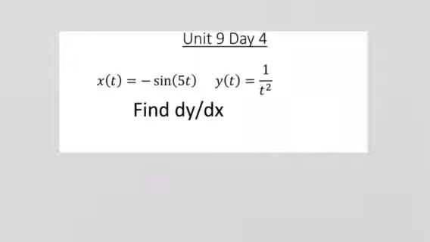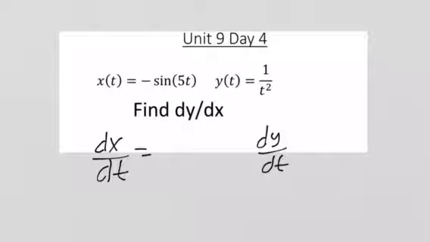So to find dy/dx, we need to find dx/dt, and we need to find dy/dt. Because dy/dx is just going to be dy/dt divided by dx/dt. If you simplify those fractions, the dt's will cancel and you'll just be left with dy/dx, which will be the slope. So we need the change of x with respect to time, change of y with respect to time, and then we're going to divide those two changes, and that'll give us our change in rise over our change in run.